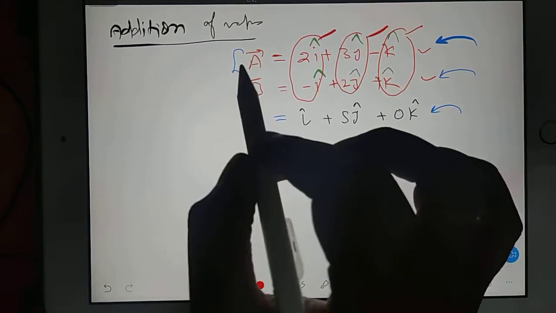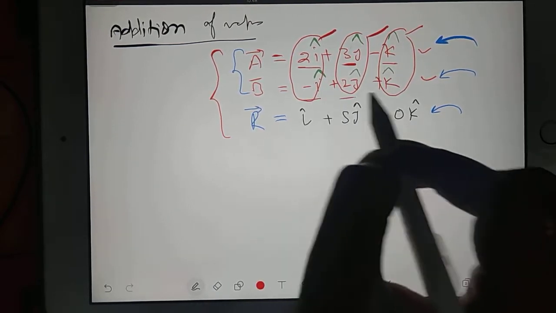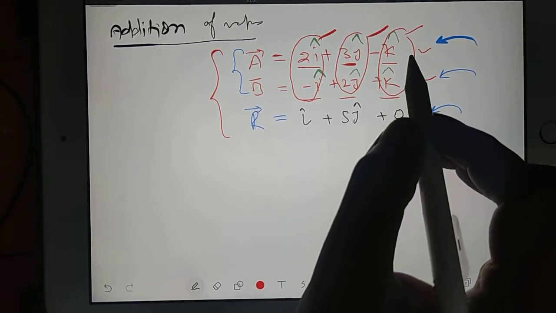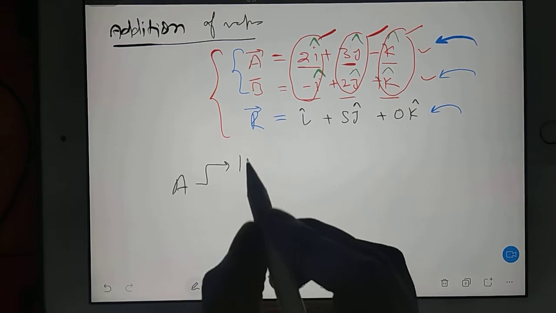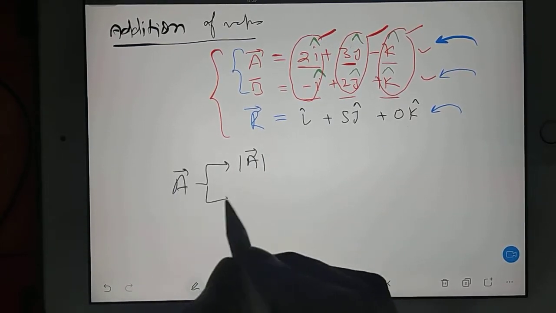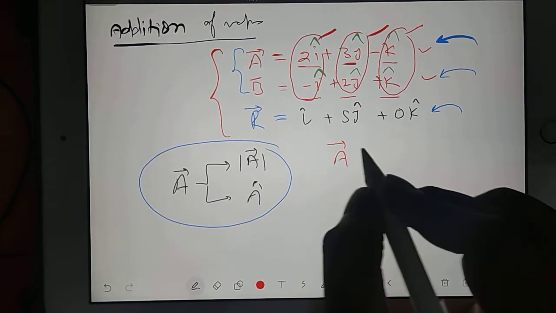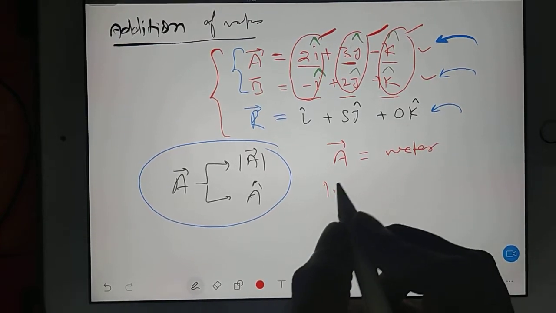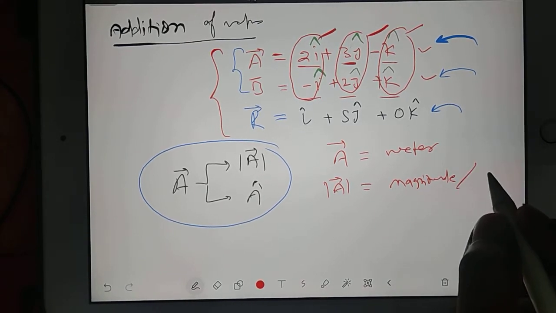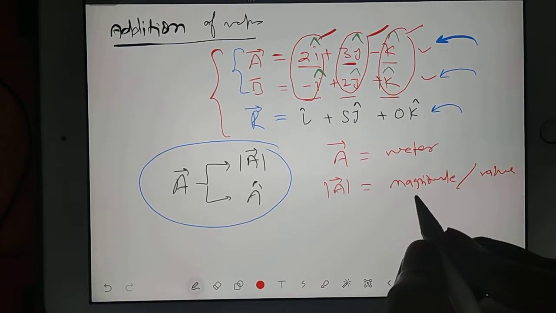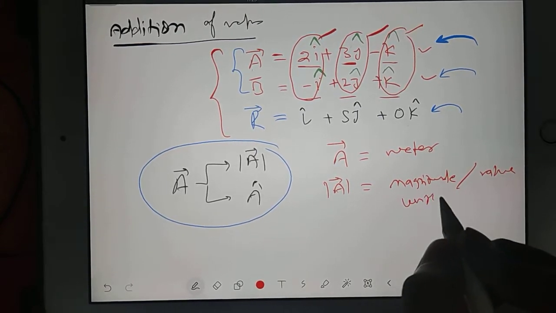Now, this addition you are able to do if the vectors are given in these kinds of digits. But what if vectors are not given like this? What if vectors are given as a direction? Because any vector will contain two things: its magnitude and its direction. We actually have three symbols here. When you use this symbol, it represents a vector. When you use this symbol, it represents magnitude. Magnitude you can also say as value, or in case of some physical quantity it can be length.